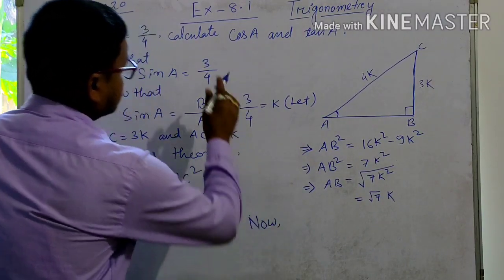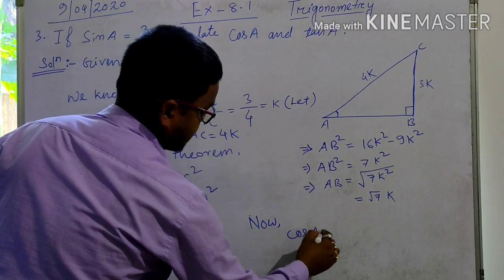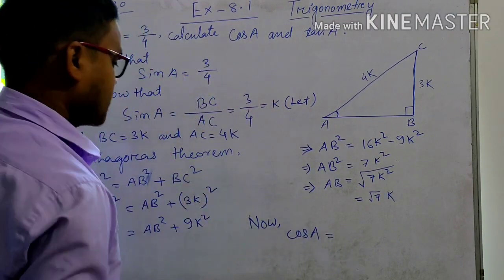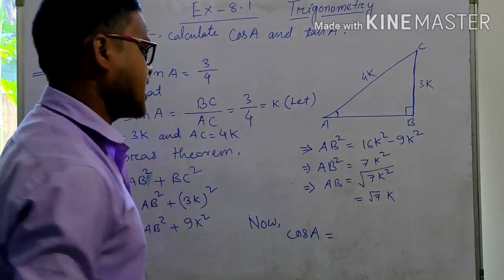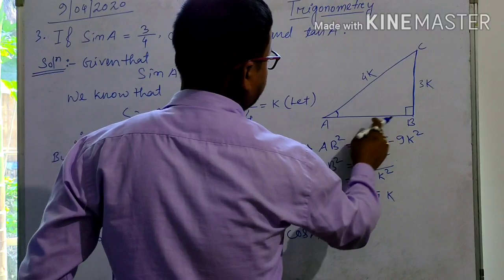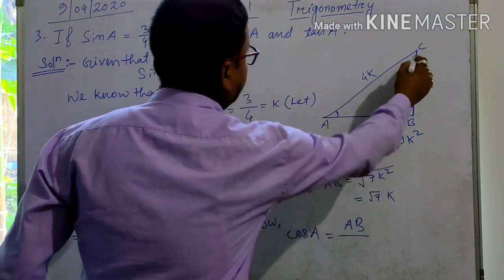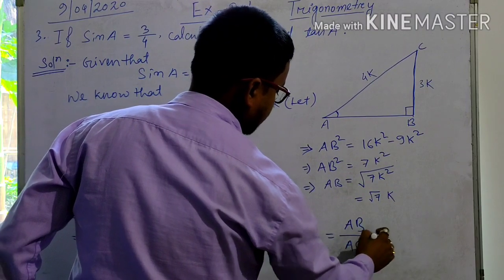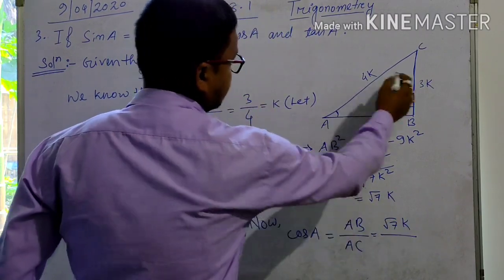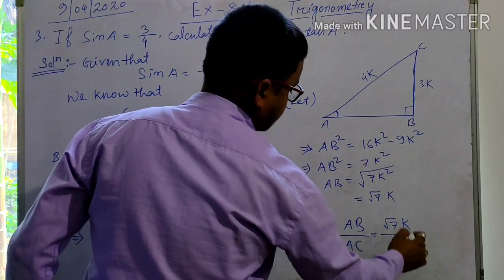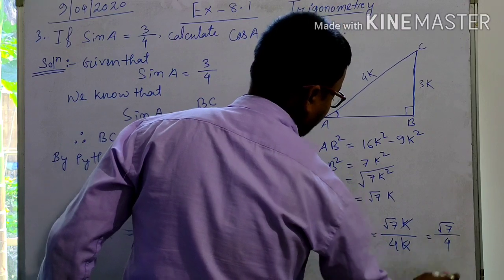Now what we have to find is cos A. According to the trigonometric ratio, cos A is base by hypotenuse. So your base is AB. So AB by AC. Here AB is root 7 K and AC is 4K. So this K cancels, and you will get root 7 by 4.